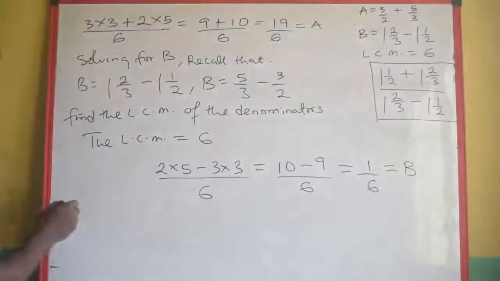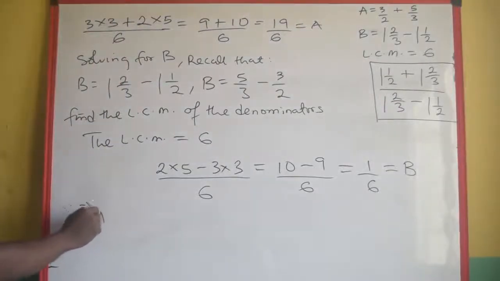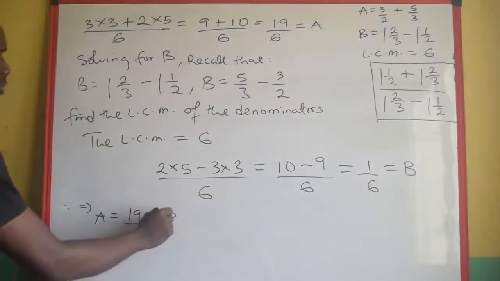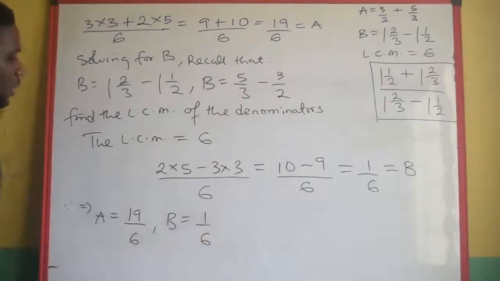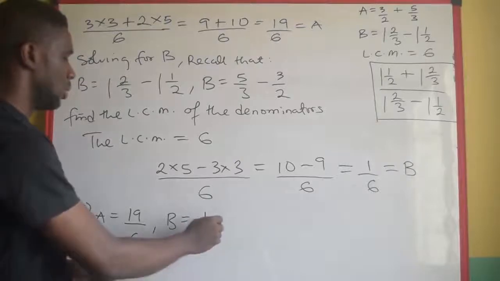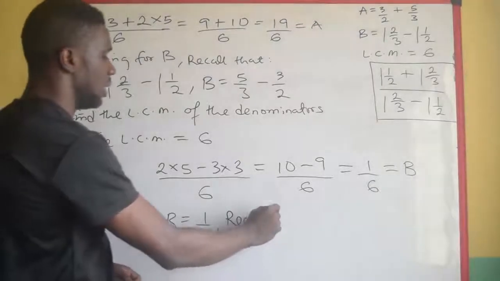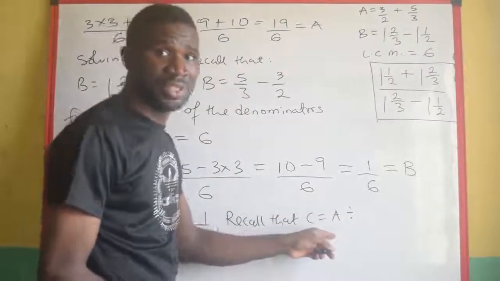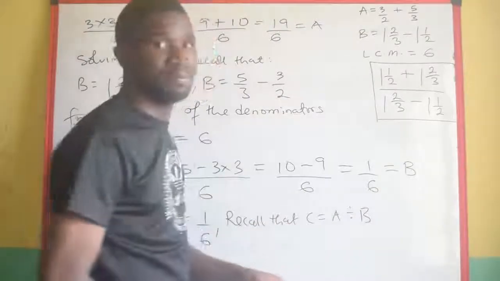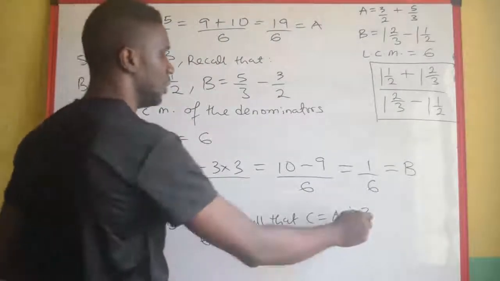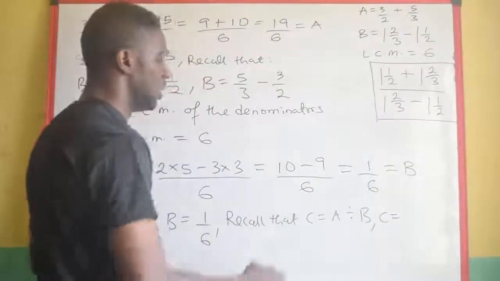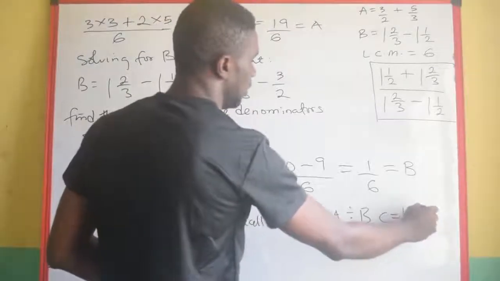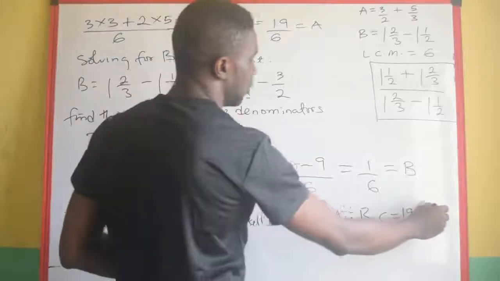So in summary, we got A as 19 over 6, and we also got B as 1 over 6. Don't forget that our C was supposed to be A divided by B. So in a nutshell, our C will definitely be our A, 19 over 6, divided by our B, which gave us 1 over 6.